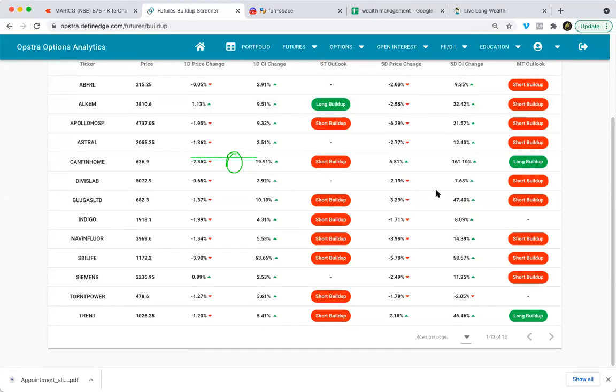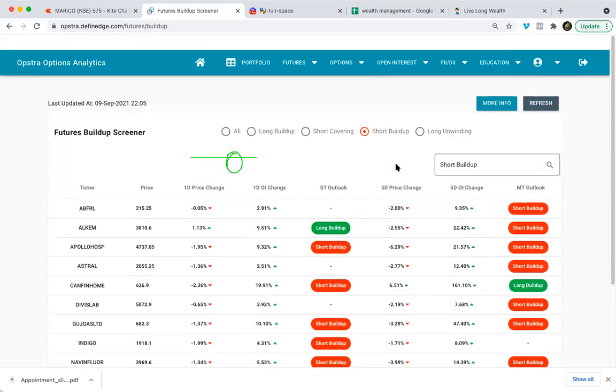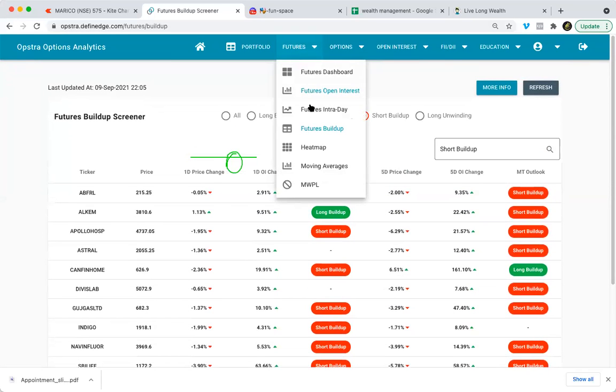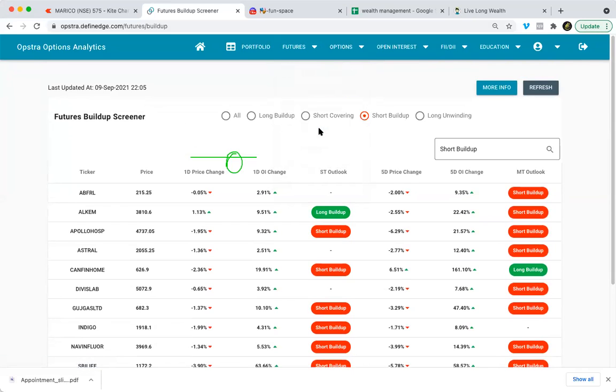What do we have to do to check futures build-up or options build-up? My friend, just futures build-up. There's nothing called options build-up. Just click on futures build-up, that'll do the job. You don't look into any options build-up. Just look into the futures build-up. For options, we refer to it as option chain.